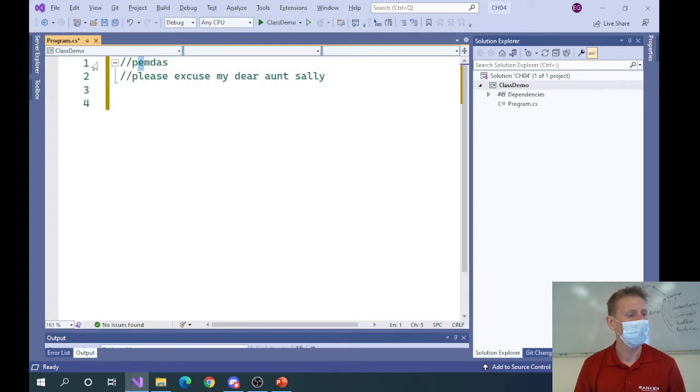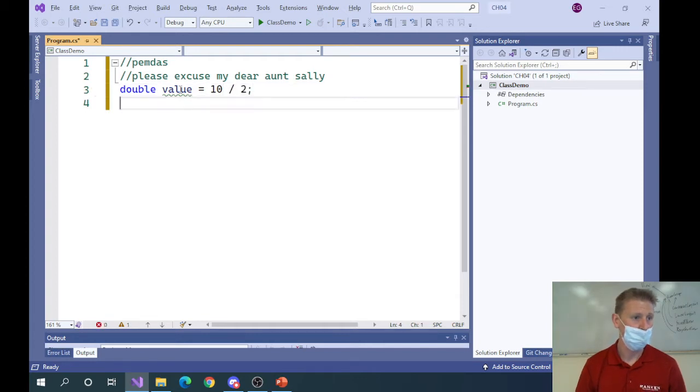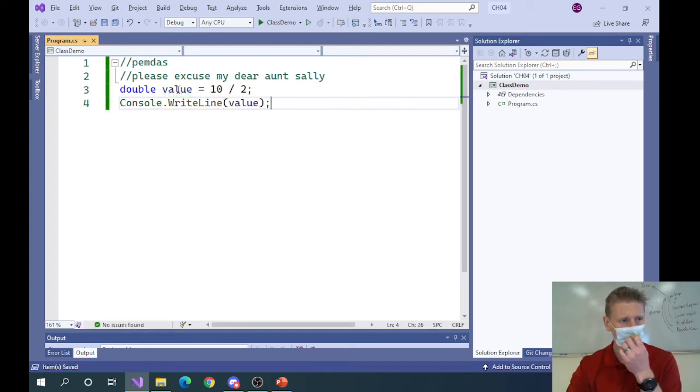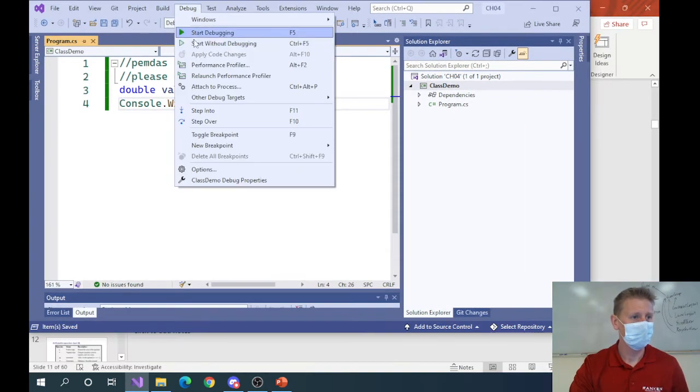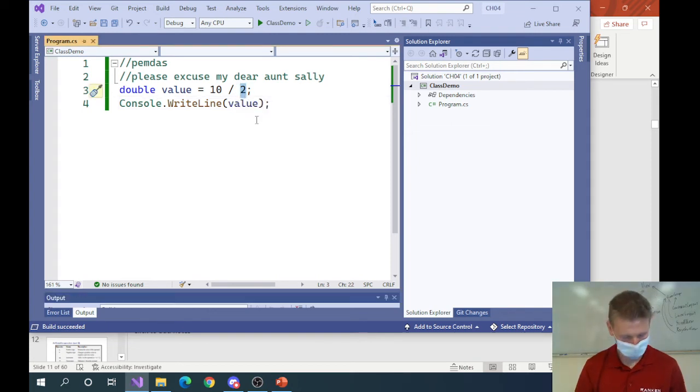Parentheses, exponents, multiplication, division, addition, subtraction. Some unique features of C#. Check this out. This might surprise you. Not 10 divided by 2, excuse me. Let's do 10 divided by 3.